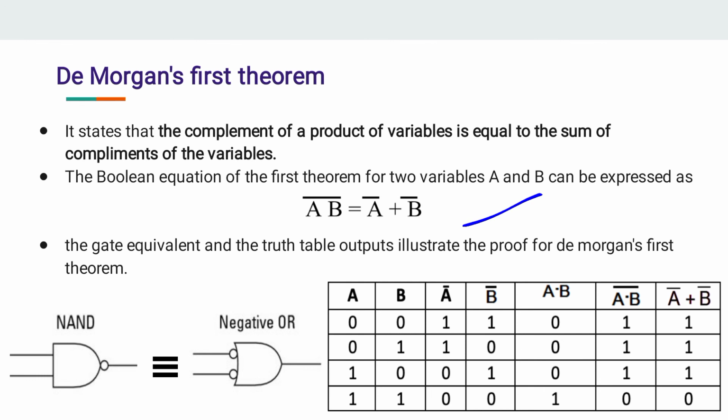So let's see how it is going to be done according to the truth table. So we are having two variables here, A and B. So for this I will take the A complement and B complement. A complement is nothing but the complement of the A.